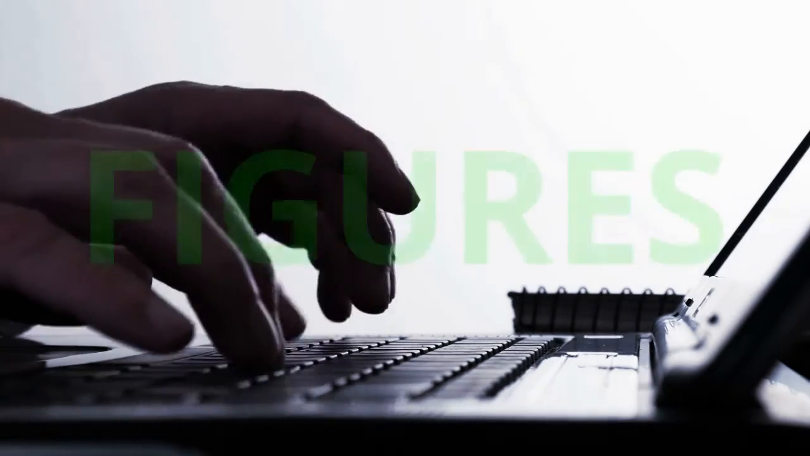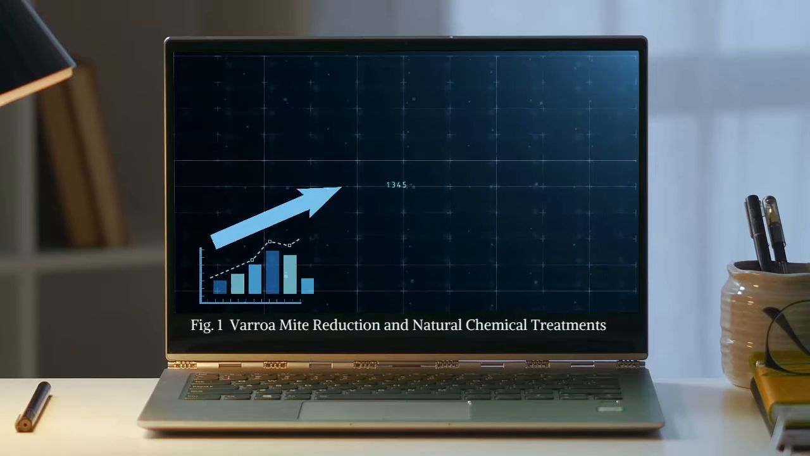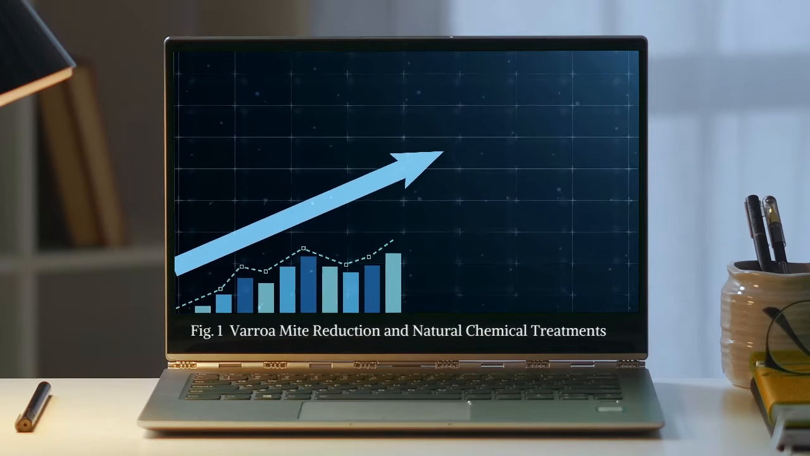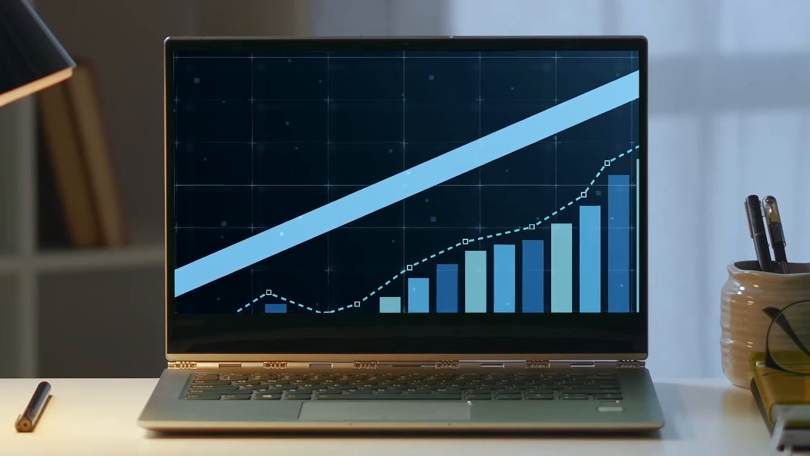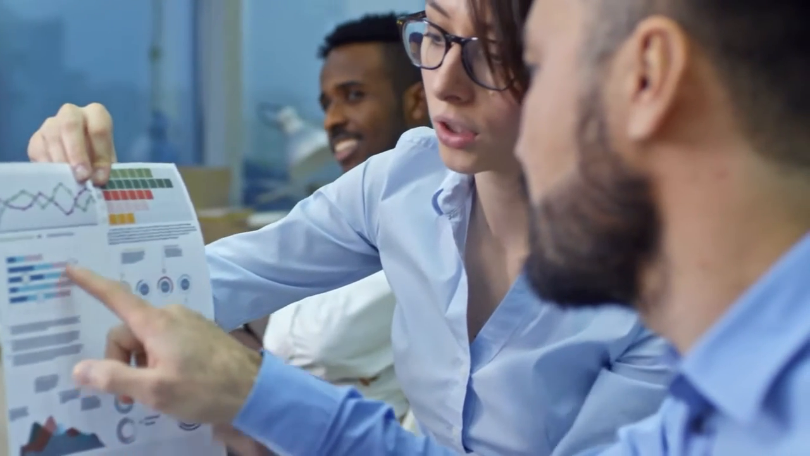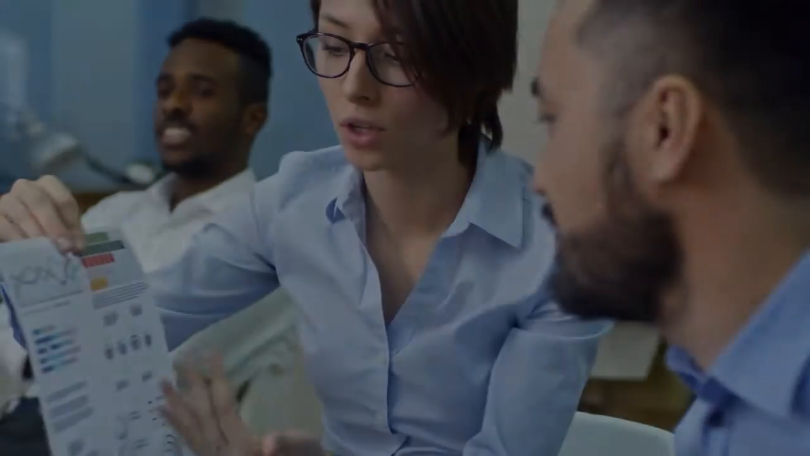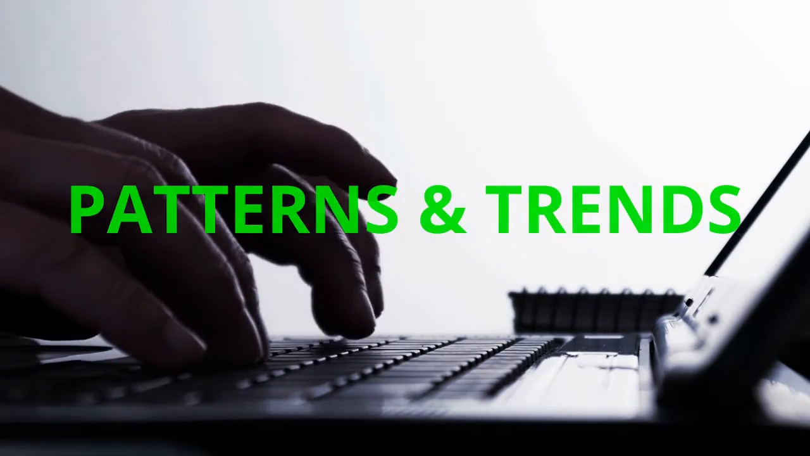The writer also includes figures to visually illustrate specific data. In this varroa mite article, the writer has included Figure 1 as a bar graph called Varroa Mite Reduction and Natural Chemical Treatments. This graph indicates the efficacy of each treatment type, providing the reader with a visual representation of data that illustrates comparisons and relationships. Finally, the writer indicates what patterns and trends they've observed.